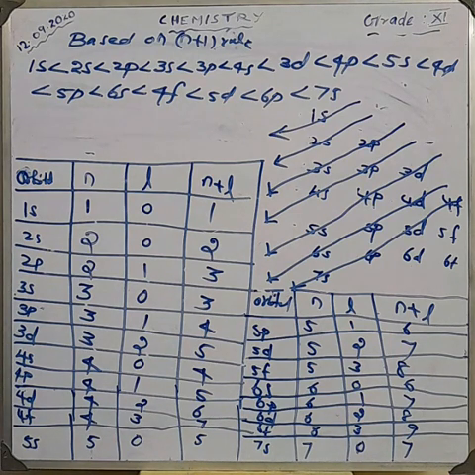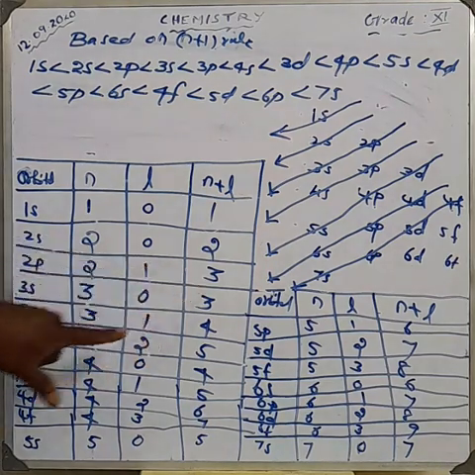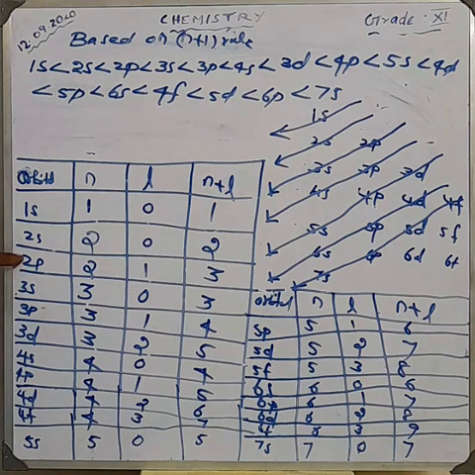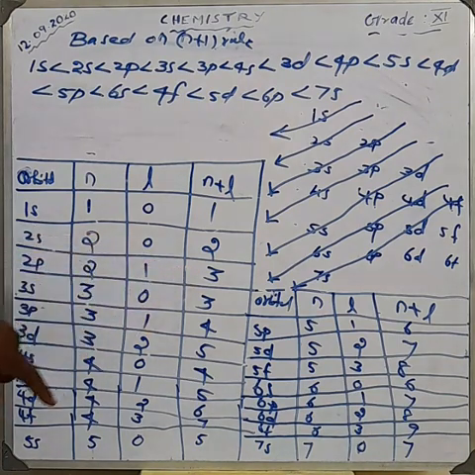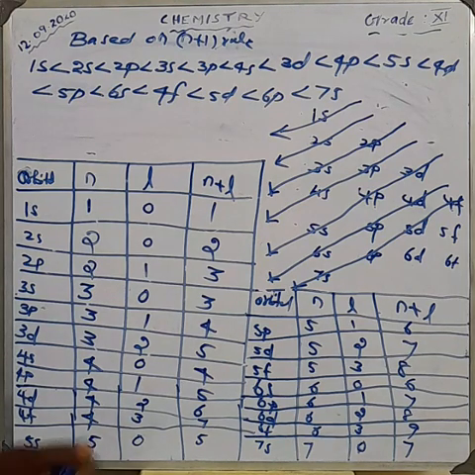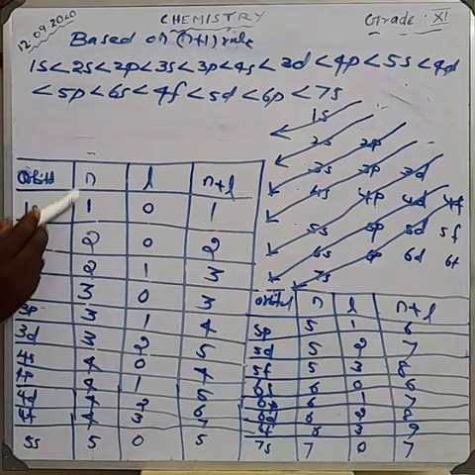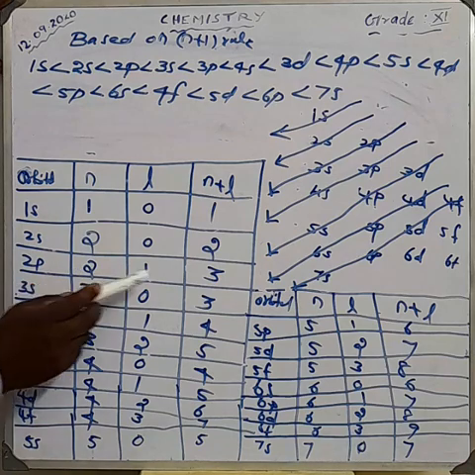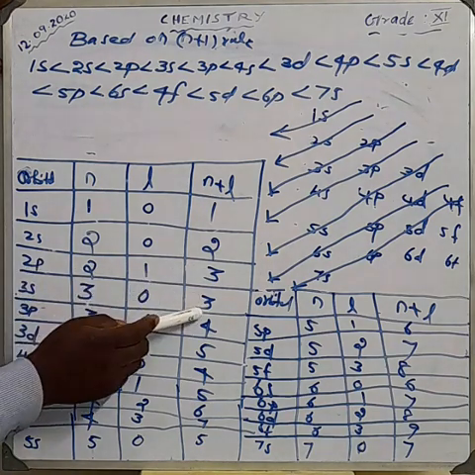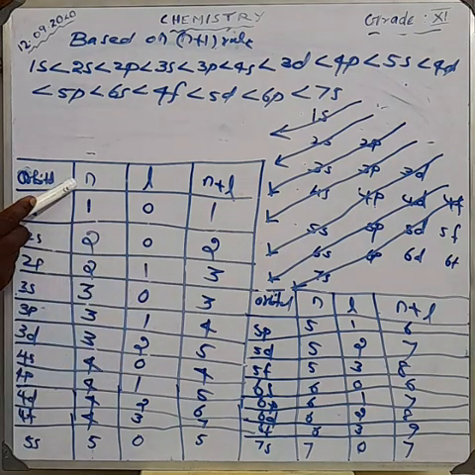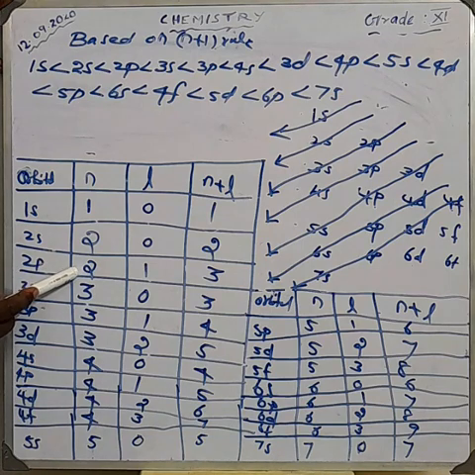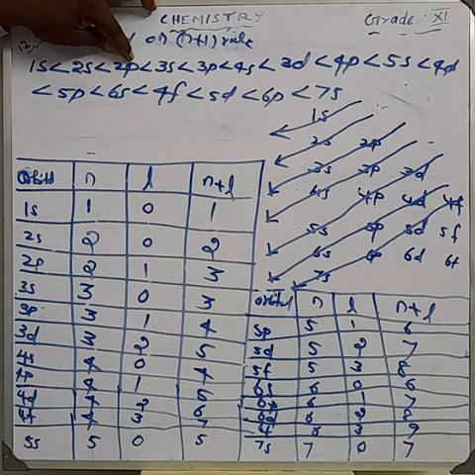The second one: if two orbitals have the same n plus l value, here 2p and 3s both have the same value, 3, the orbital with the lower value of n will have the lower energy. That is, the principal quantum number is lower. Out of these two orbitals, which has the least value of n? That is 2p. So 2p has the lower energy. What do you understand about this? Please tell me.